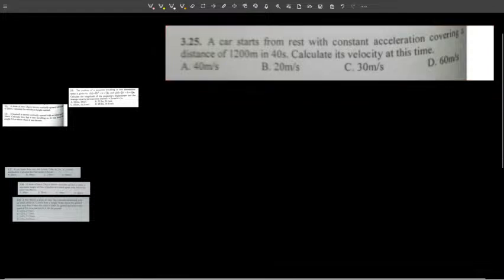So we have a car that starts from rest, so that means that initial velocity v naught is 0. A constant acceleration, covering a distance in the x direction of 1200 meters in 40 seconds. So that means that my time taken is 40 seconds. Calculate its velocity at this time. So we're looking for the velocity of the body. All right. What else? So what can we do?